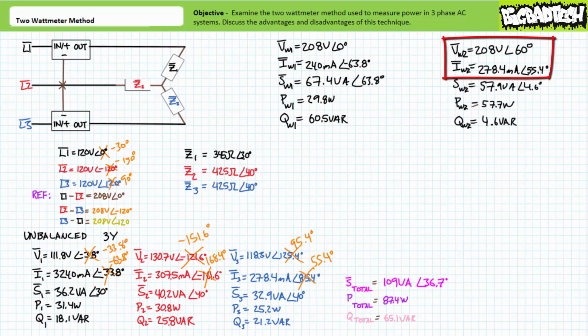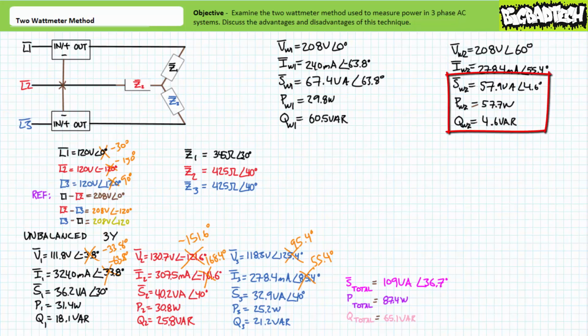Wattmeter 2's voltmeter portion is flip-flopped. Wattmeter 2's line 3 to line 2 voltage reading would be 208 volts at an angle of 60 degrees, and its line L3 current reading would be 278.4 milliamperes at an angle of 55.4 degrees. Current lags voltage by a relative 4.6 degrees.